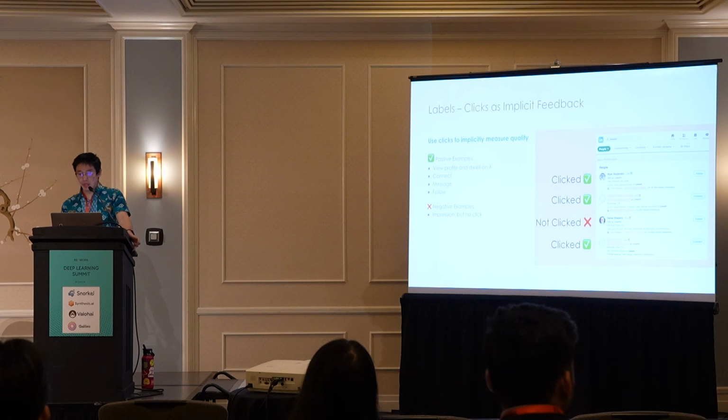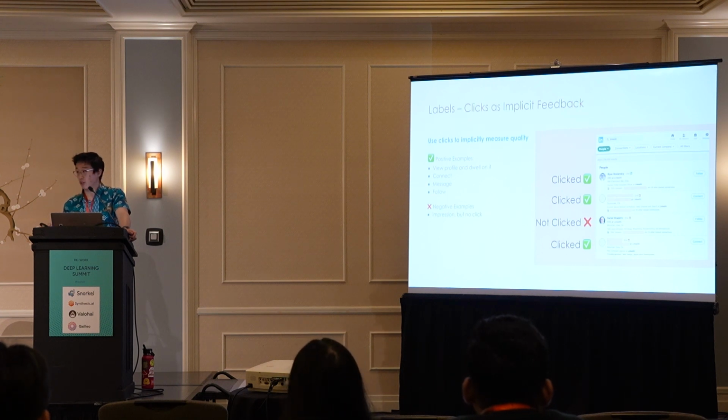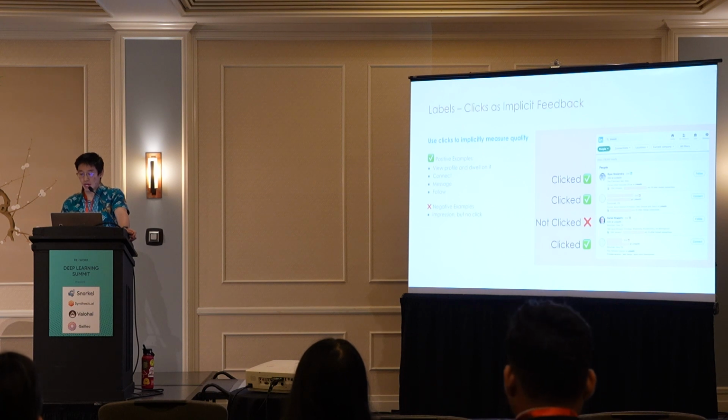So when it comes to ranking, one of the big parts are the ranking models, and a big part of making the ranking models thrive is having data. A big part of this data is the labels. Here, in order to have training labels, we use clicks to implicitly measure the quality. Examples of clicks are things like clicking on the profile and maybe reading through it to learn more. We consider that a meaningful action. You might click connect to connect with somebody that you find. You may try to message them, or you may even try to follow them.